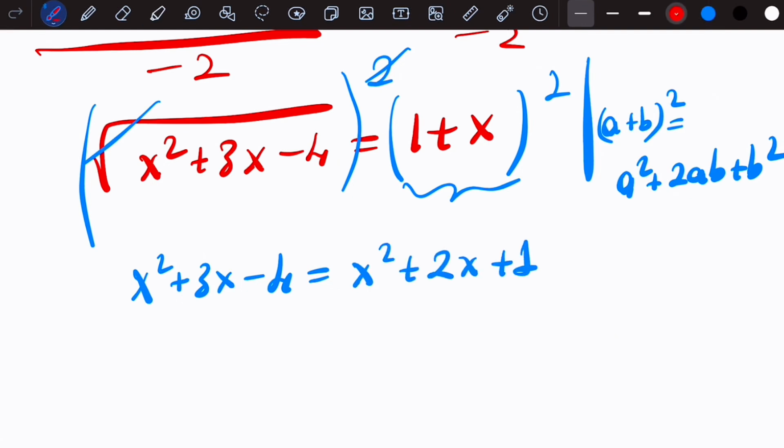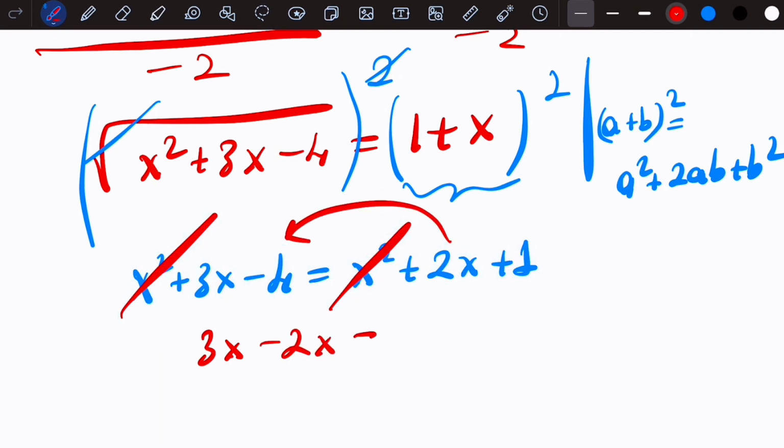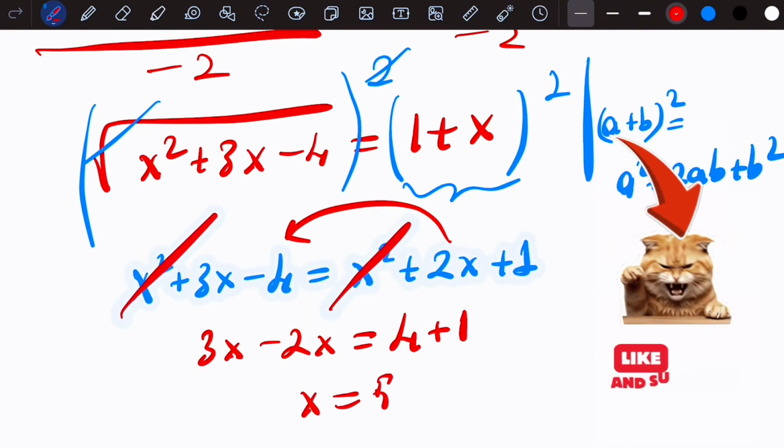If you notice, the x squared terms will simplify each other. What will be left? 3x minus 2x... throw this right over to the other side: x is equal to 4 plus 1. The expression we call x, we can say it is 5.